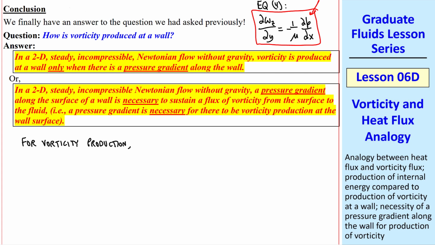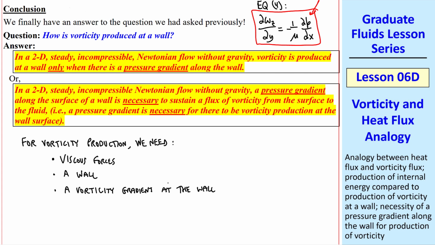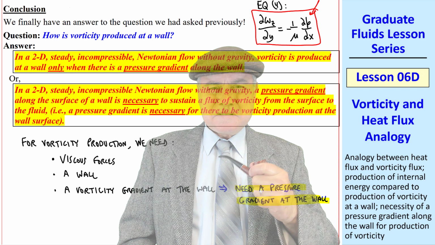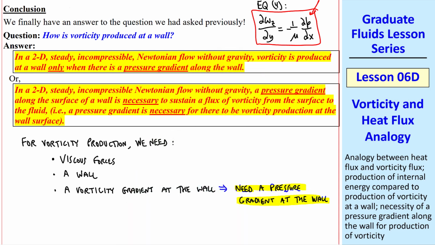In summary, for vorticity to be produced, we need viscous forces, a wall, and a vorticity gradient at the wall, which from our equations we now know requires a pressure gradient at the wall. If there's no pressure gradient at the wall, we cannot produce vorticity. In the next lessons, we'll look at how vorticity is produced along a 2D airfoil and for a flat plate boundary layer.